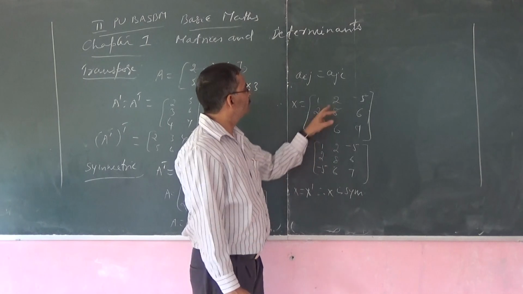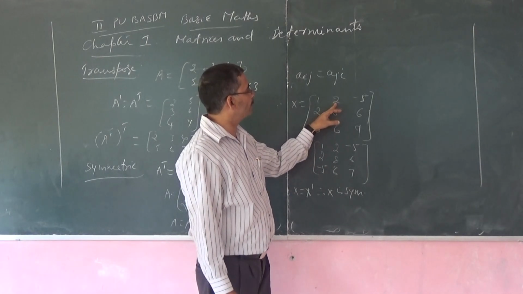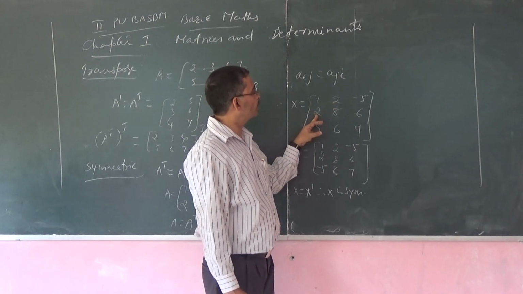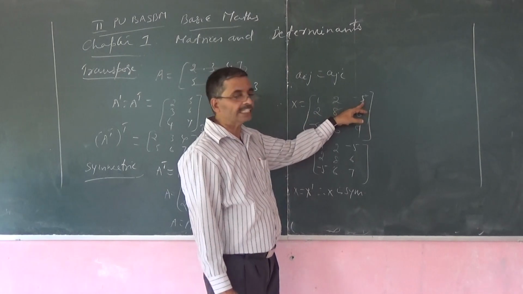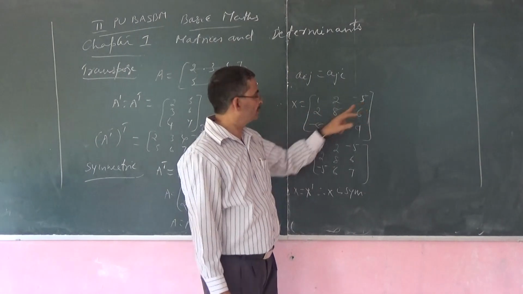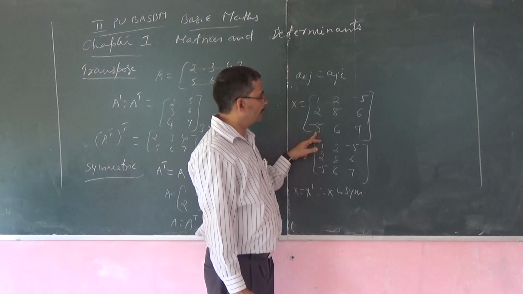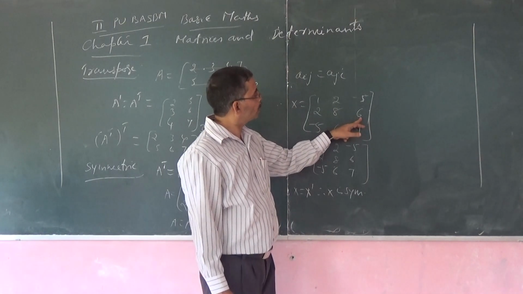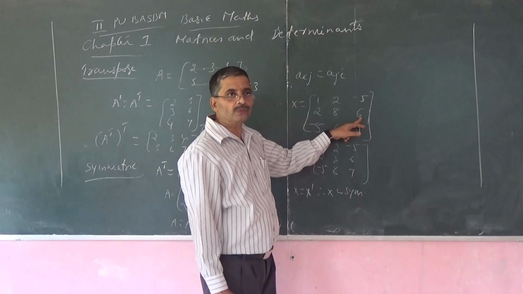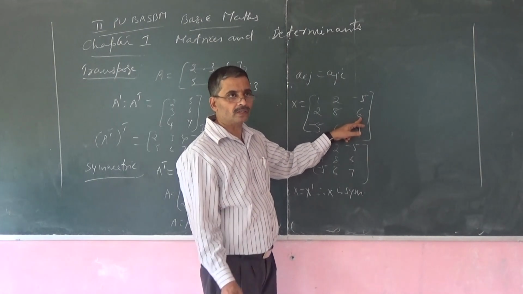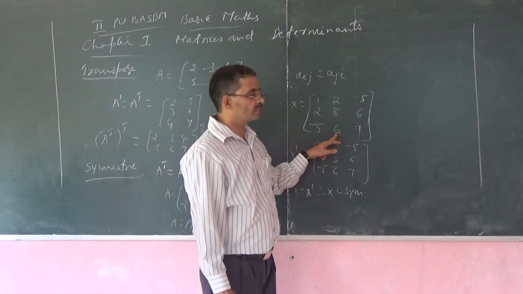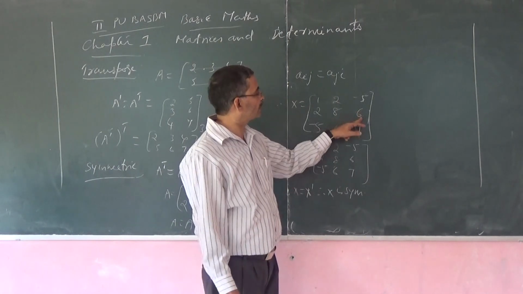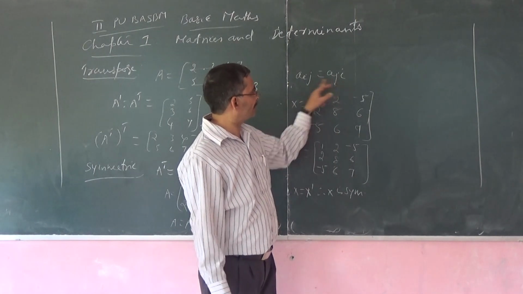Again compare. This is A12, should be same as A21. This is A13, minus 5 is A13. This is A31. This is A23 element. A23 means second row, third column. This is third row, second column. A23 equal to A32. So that's what I am telling you.